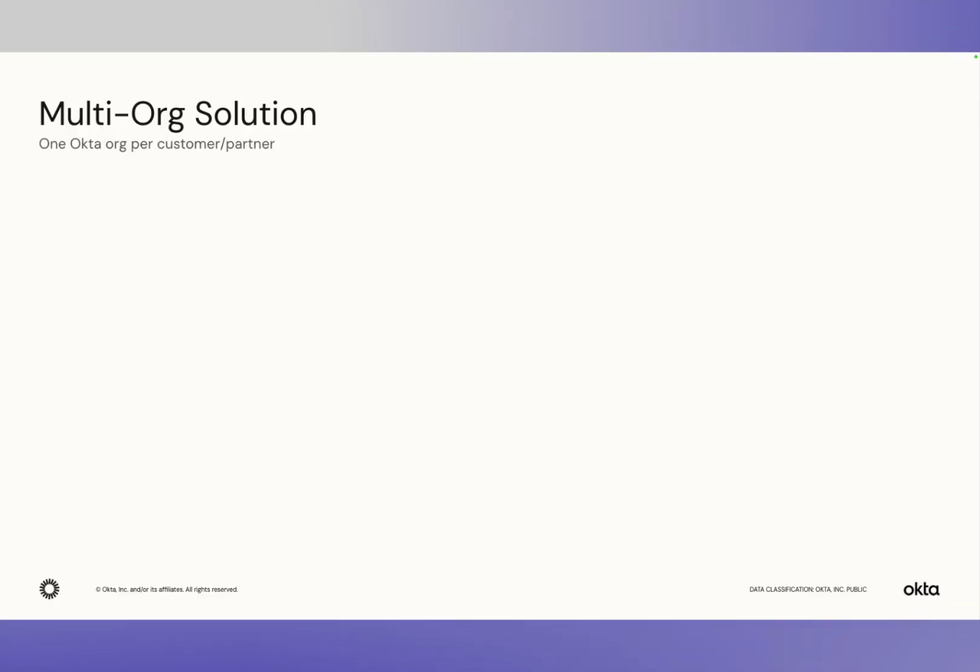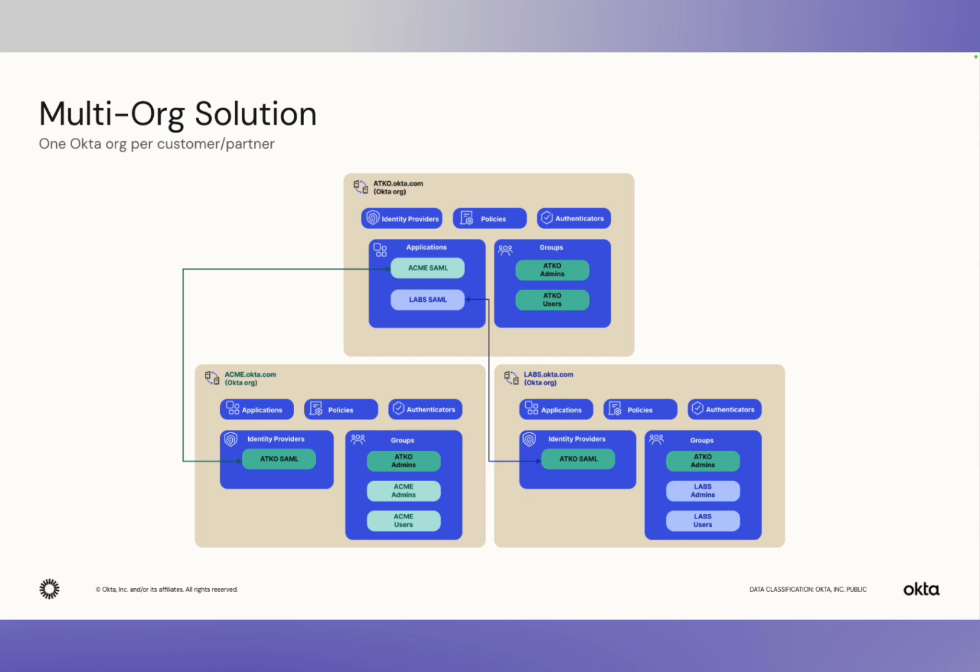Now, moving on to the multi-org solution, where we have one Okta org per customer or partner. As it stands here, we have a simple diagram outlining the parent organization being ATCO, or the service provider, connected to two additional Okta orgs. The first one we have on the bottom left, which would represent the Acme B2B customer, and then we have Labs, the other B2B customer. Notice how they're both connected to the parent as well.